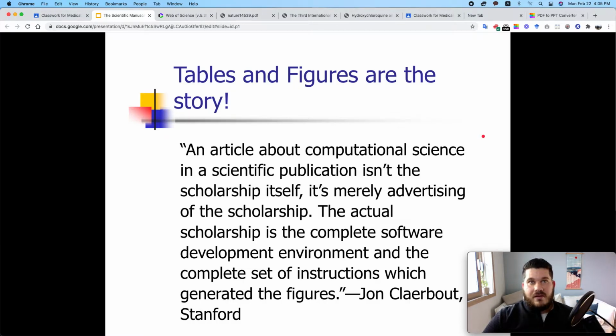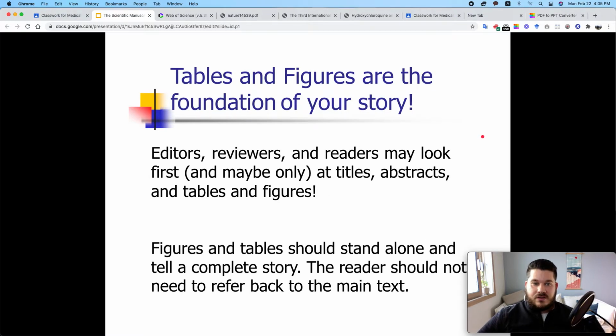So if you just have one graph, basically, and the graph doesn't explain everything from your study, then your study is incomplete. So with tables and figures, there should be enough to tell a complete story of the scientific research that you're doing.